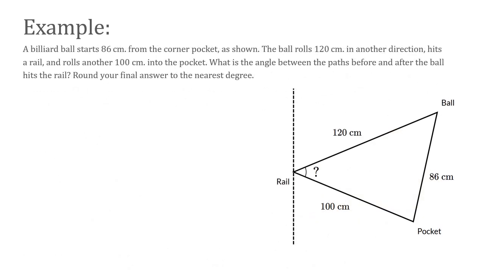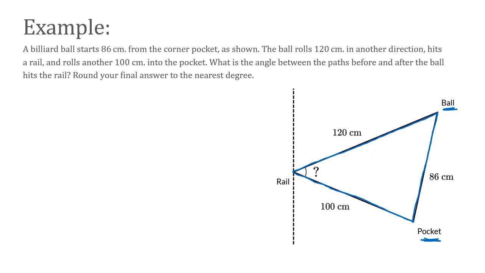Let's try another one. A billiard ball starts 86 centimeters from the corner pocket as shown. All right, let's just make sure we see that. So 86, here's the ball, and the corner pocket is right down here, and they are 86 centimeters apart. The ball rolls 120 centimeters in one direction. It hits the rail. Okay, so we hit the ball, it goes 120 centimeters, hits the rail, bounces off, goes 100 centimeters, and straight into the pocket.